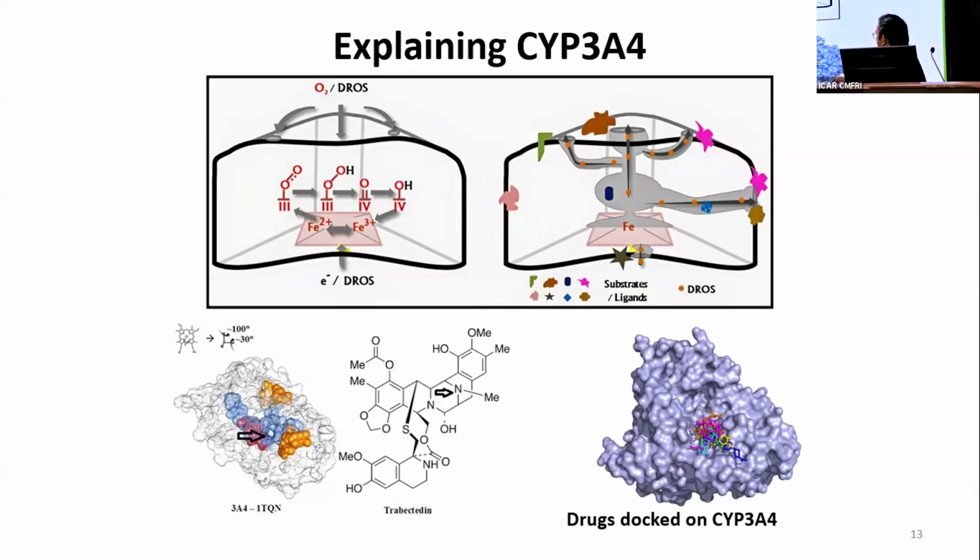So that's what is shown over here. Like you have trabectedin. Trabectedin cannot bind inside. It cannot. And we have seen this. With docking studies also we have seen it cannot bind inside. It cannot get inside.